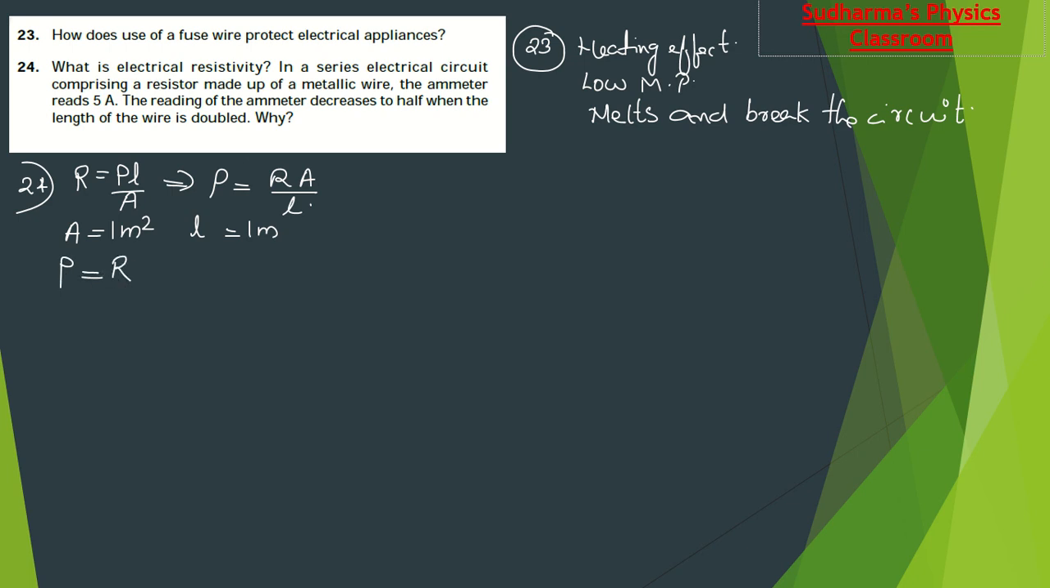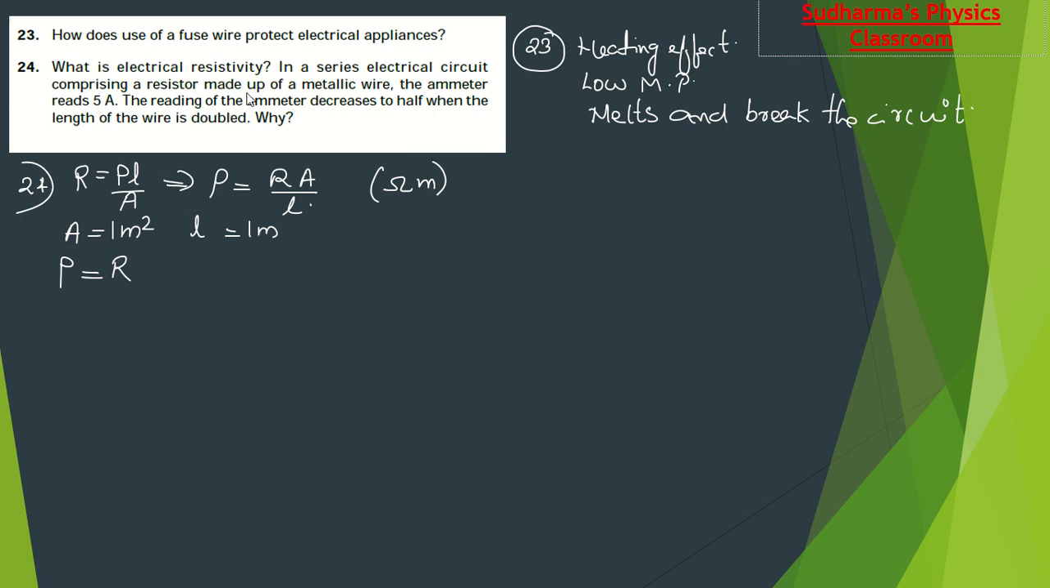So we can say that electrical resistivity is a characteristic of a material. It is a characteristic of different materials, and it is numerically equal to the resistance of a conductor whose length is 1 meter and area is 1 meter square. That is the explanation for what is electrical resistivity. You can include the unit of resistivity also. The unit of resistivity is ohm meter. Okay, now coming to the numerical.